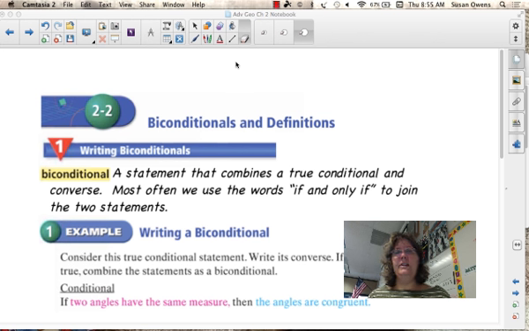This video is for Advanced Geometry, Chapter 2, Section 2, which is on biconditionals and definitions. So the first thing we start out with is a definition. A biconditional statement is a statement that combines a true conditional and converse. Most often we use the words "if and only if" to join the two statements.